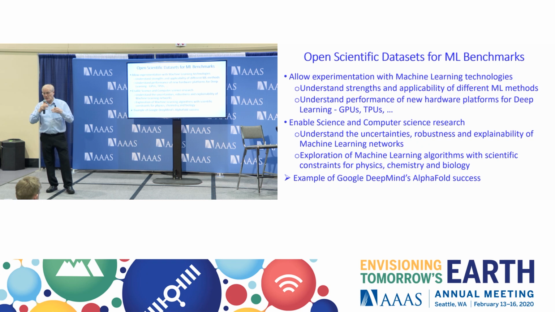Because scientists are very conservative. They like error bars, they like uncertainty quantification, they like to know how it got to its result. And they won't accept these technologies unless we can show that.